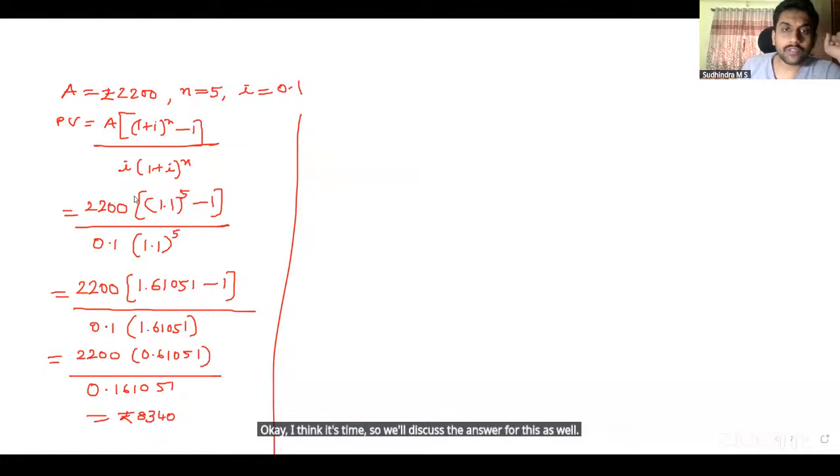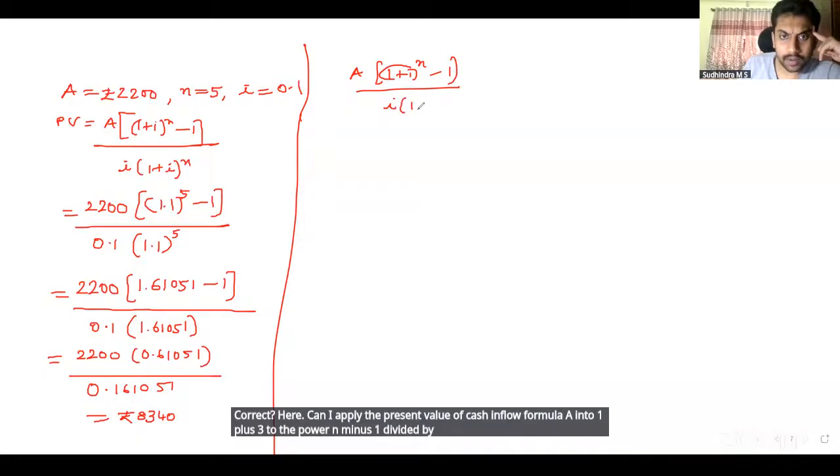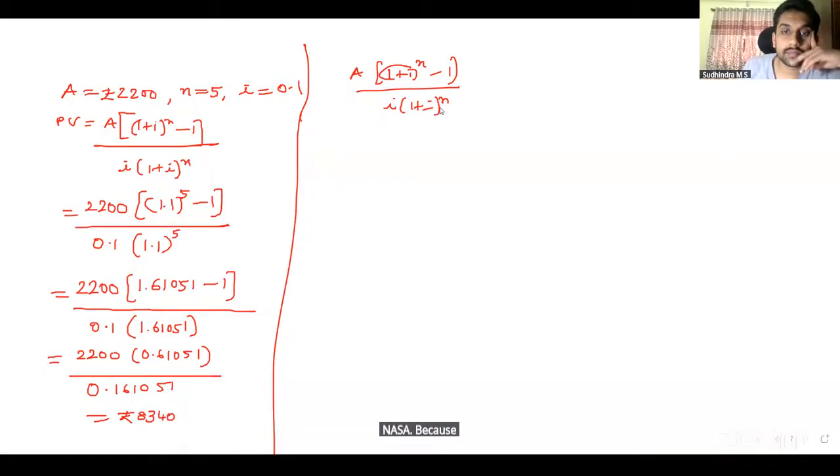Okay, I think it's time. So we'll discuss the answer for this as well. First we have to calculate the present value of cash inflows. Correct? Here, can I apply the present value formula A into (1 plus i to the power n minus 1) divided by i into (1 plus i) to the power n? No, sir. Why not? Because the amount is not fixed. This is cash inflow, not annuity.